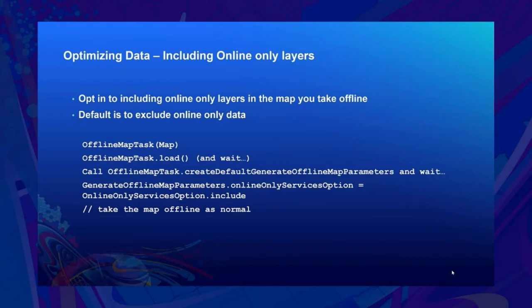There's no cost for taking this data offline because we're not actually downloading anything. We just include a reference to the online layer. And in your offline map, when you come to use that, when you have a network connection, these layers will load and will be included. And when you don't, they'll simply be ignored.